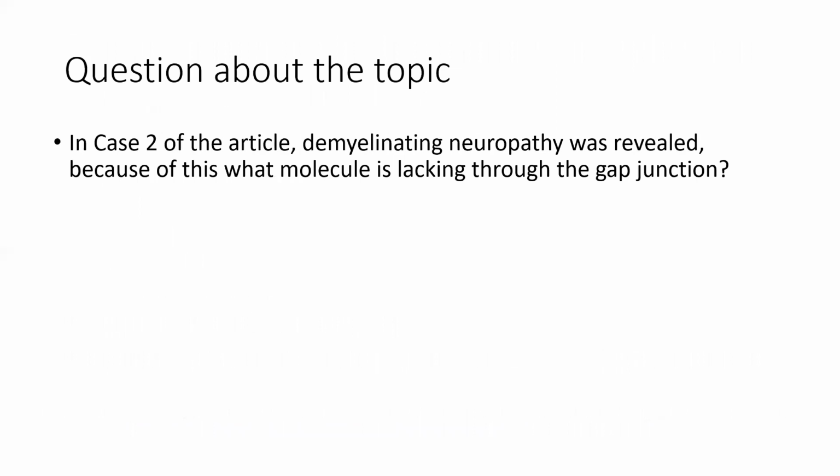So the question about the topic is that in case 2 of the article, it mentions something about demyelinating neuropathy was revealed. Because of this, what molecule is lacking through the gap junction?